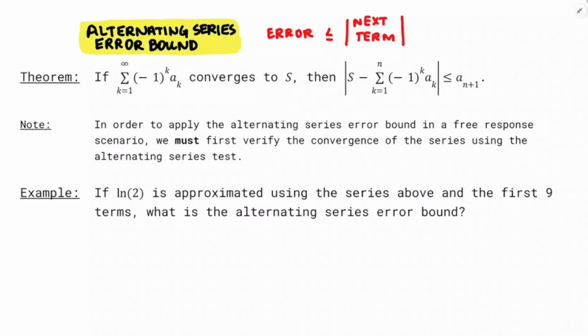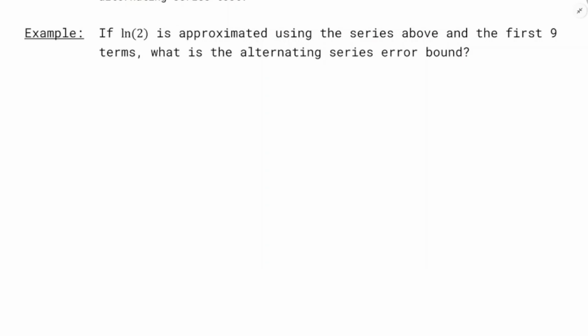And that note is going to be important for us, especially in AP Calculus. In order to apply the alternating series error bound in a free response scenario, we must first verify the convergence of the series using the alternating series test. So, for example, if we were looking at the alternating harmonic series, which I'm not going to go into justifying its convergence, I'll do that down below. We've got a couple of free response examples. But if we were just going to use that same series in 9 terms, what's the alternating series error bound?